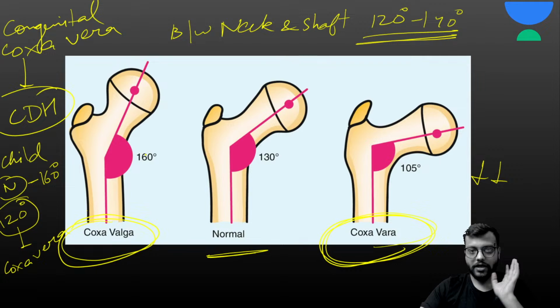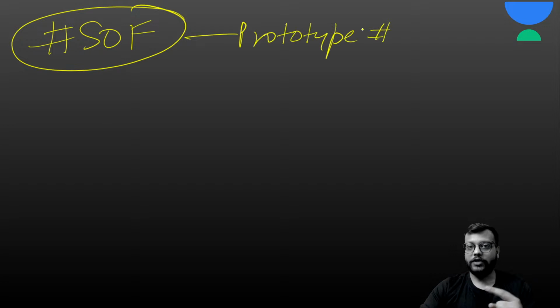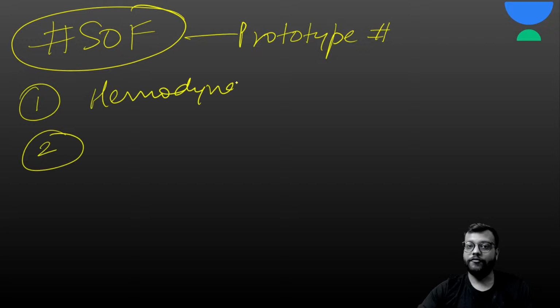Now we'll come to the fracture shaft of the femur. This is also a prototype fracture. Why do we call it a prototype fracture? Because transverse, oblique, spiral, comminuted, every type of fracture can occur. And here you need to take care of two things: first is your hemodynamics, because there is very large blood loss here, and the second, you have to check for fat embolism.